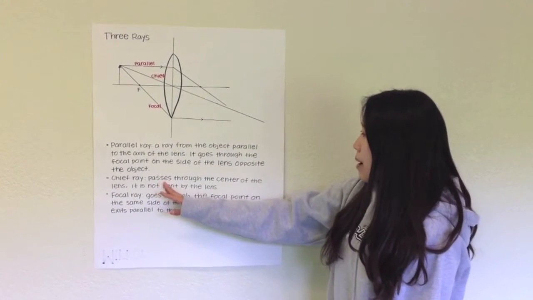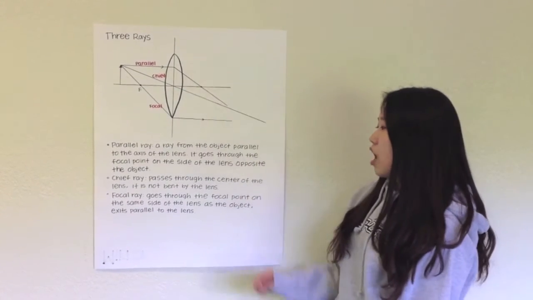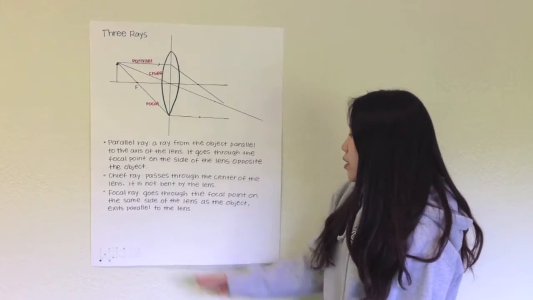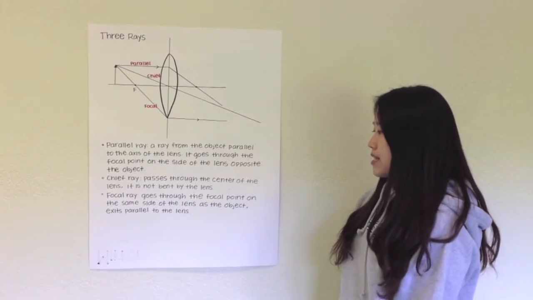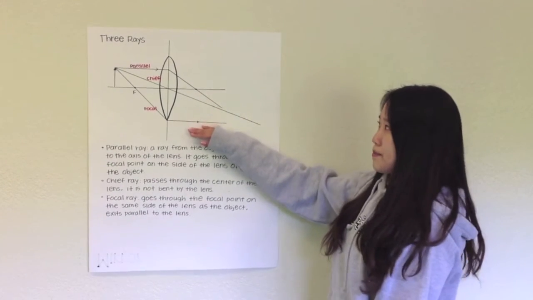The chief ray passes through the center of the lens, which is right here, and it is not bent by the lens. Last, the focal ray goes through the focal point on the same side of the lens as the object, axis parallel to the lens.